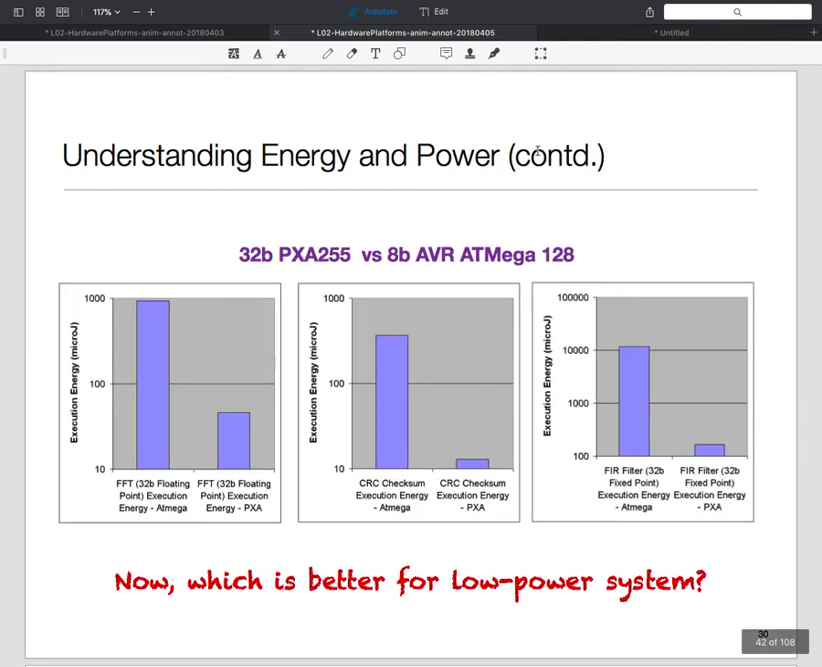So this is an example. There are 3 examples actually. FFT, floating point. You need it for FFT. What you have here is execution energy in microjoules. It's hard to intuitively relate to it, but just focus on the numbers. Left-hand side is what the 8-bit processor did, and the right-hand side is what the 32-bit did. And this is a log scale. So 8-bit seems like around maybe 20, 30x worse. Okay, the story repeats: cyclic redundancy check, which is used for error checking. FIR filter, which is a type of filter. Same story all over. Okay, so which one is now better?